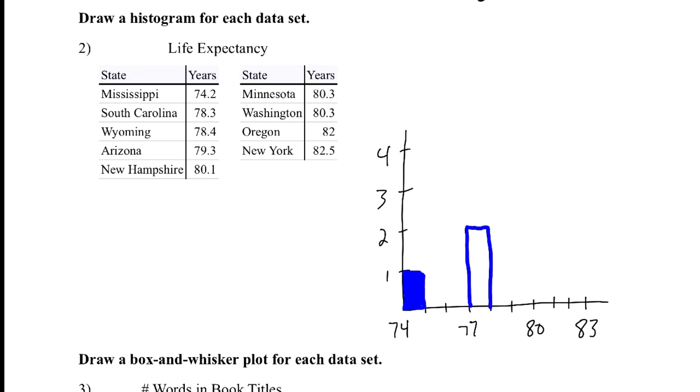I'm not going to worry about coloring them in. The next one we have is the 79.3, so that's going to be between 79 and 80, so here. And there's only one value in that bin, or that range. Then between 80 and 81, we have 1, 2, 3. So that's going to go up to 3. We have one that's exactly on 82 here. So we're going to put those two in the same bin.